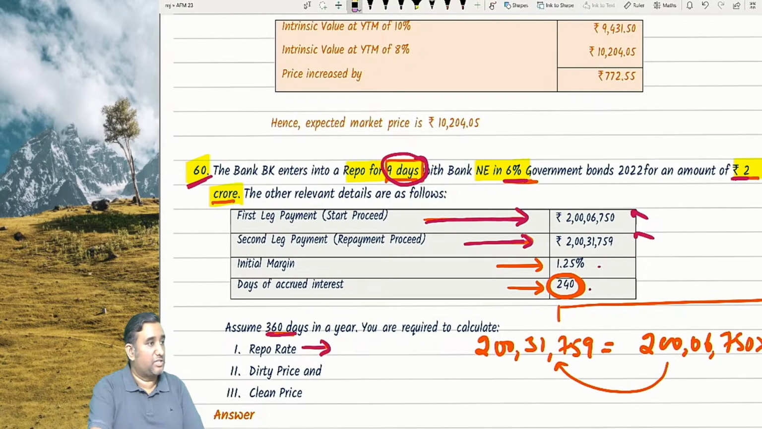Calculate for me the 3 prices quick. I think I have taken it from the study material.